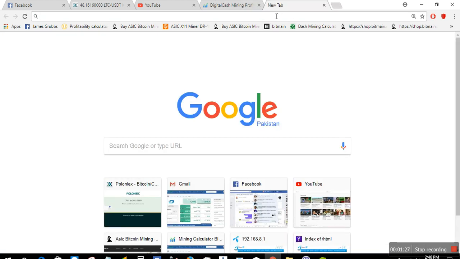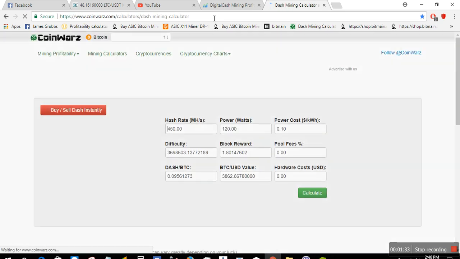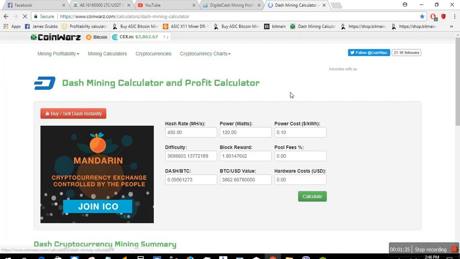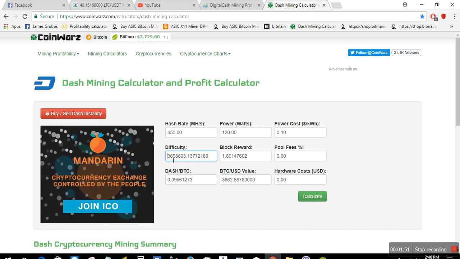Now let's go to the Dash mining calculator over here and see how much the difficulty is. If you can see, the difficulty level is on this. It was like 1 million in the beginning, when the September batch of Bitmain Antminer D3 was not launched. So if you can see, it has increased almost 3 to 4 times.